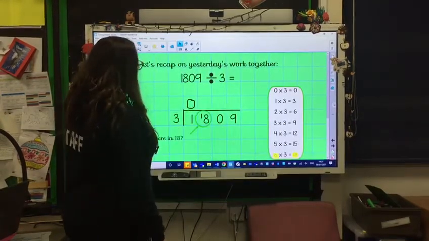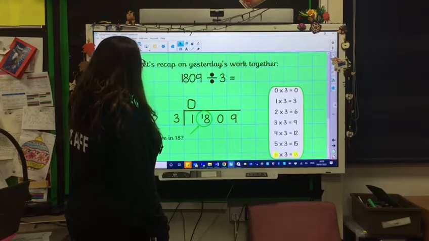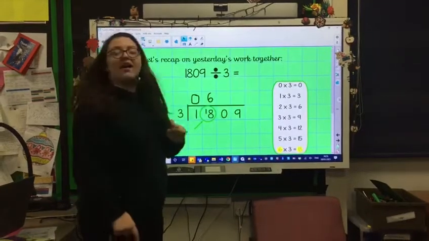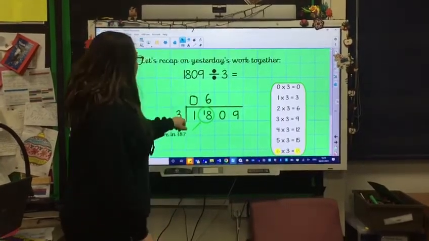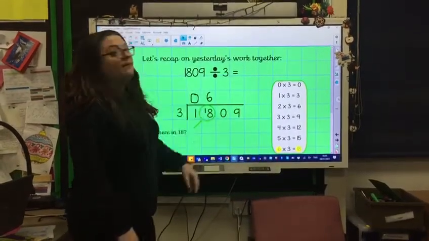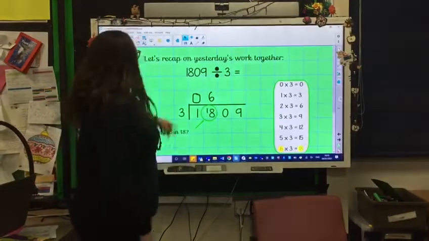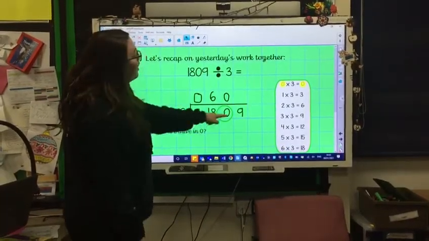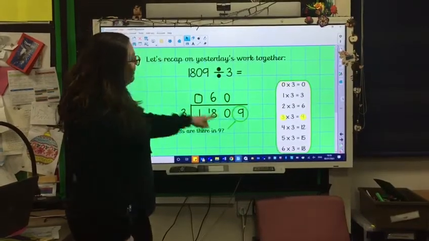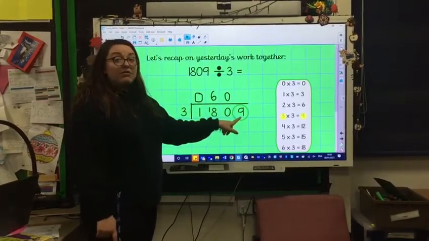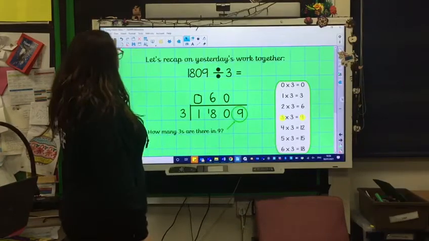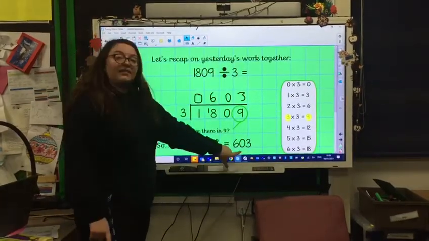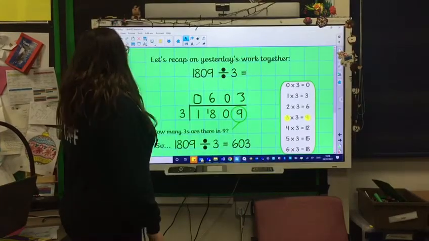So that we'd write, come on boards. There you go, we'd write a 6 above it. Then you think how many 3's go into 0? It's going to be 0. And then you move along to your last digit, which is a 9. How many 3's go into 9? 3. So that should give you the answer, 603. Let's work through another one.